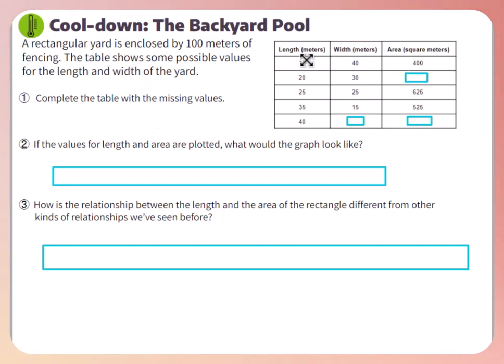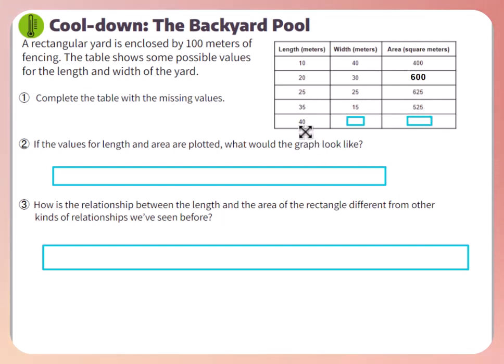Now we have another table. We have the length in meters and the width in meters, and we're calculating the area in square meters. To calculate area, it's length times width. So 10 times 40 is 400. What is 20 times 30? Use your calculator when you're doing your math, if you can, to check your answers. So 20 times 30 is 600. 25 times 25 is 625. 35 times 15 is 525.